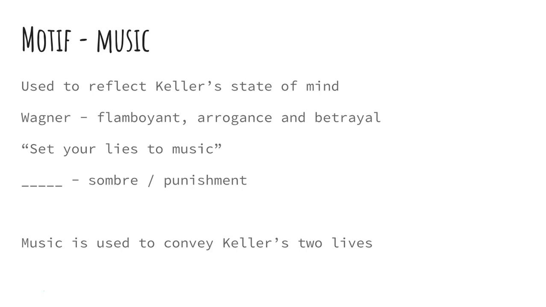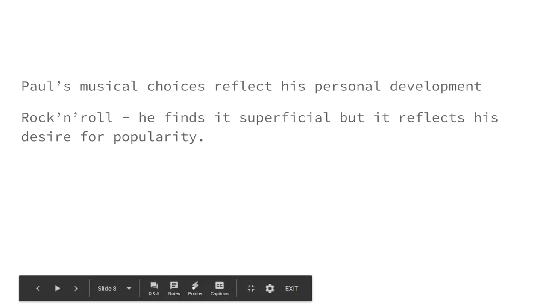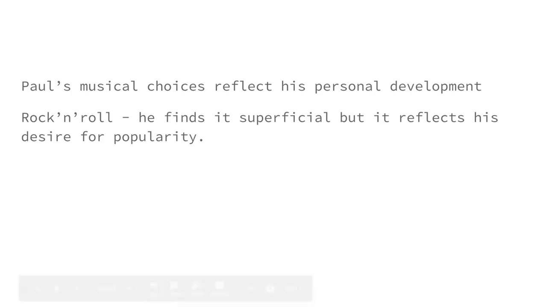So we've talked about physical setting, but music is used as another way of showing the two settings, or the two Kellers. Hennish says perhaps his Keller had died. Oh no, Paul says of Hennish, perhaps his Keller had died long before mine was born, or something like that. And it's showing that music is a landscape that is representative of Keller at particular stages in his life. Paul's musical choices also reflect who he is at particular stages in his life.